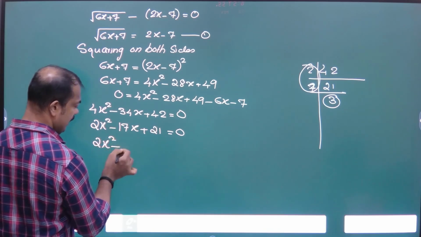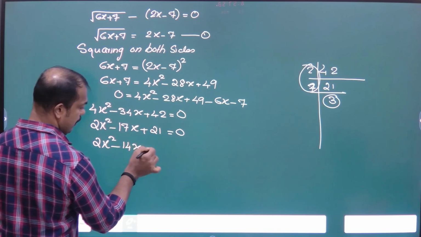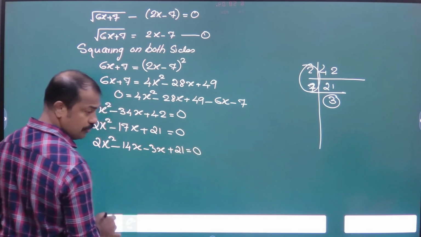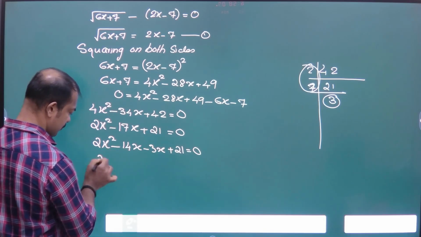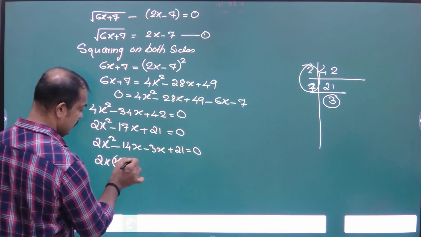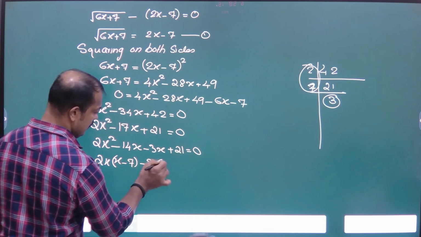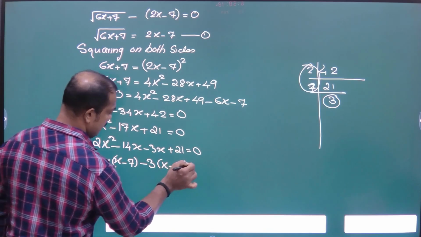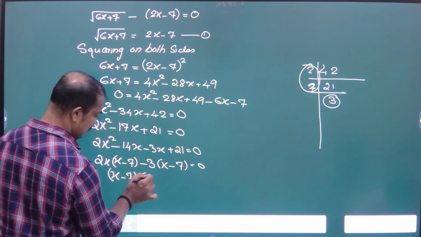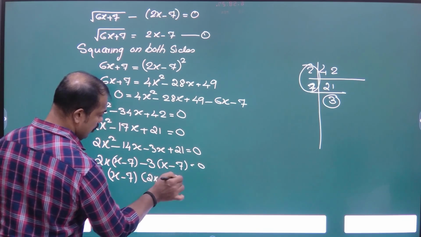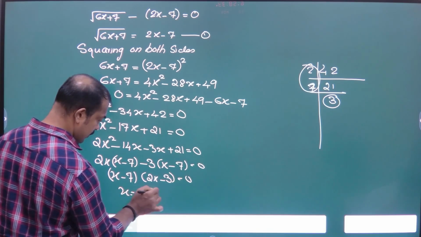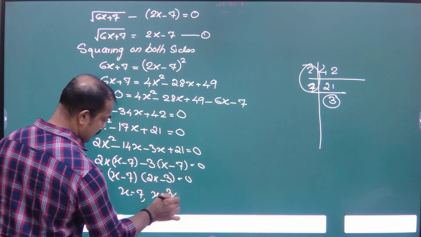2x square minus 14x minus 3x plus 21 equal to 0, which is common. 2x into x minus 7 minus 3 into x minus 7 equal to 0. x minus 7 into 2x minus 3 equal to 0. x equal to 7, x is equal to 3/2.